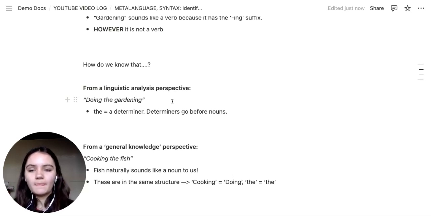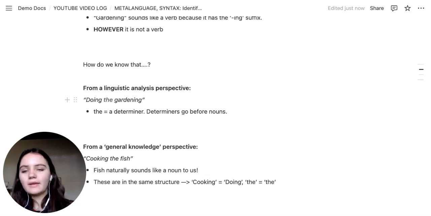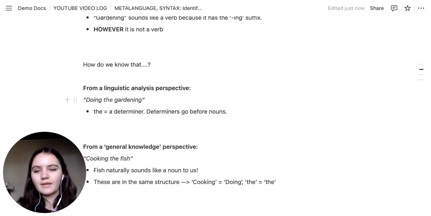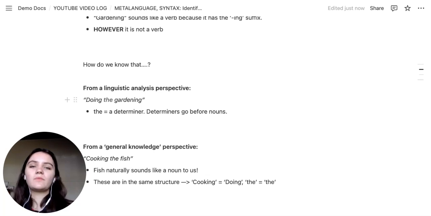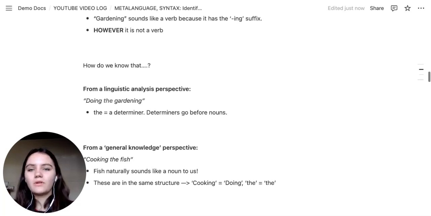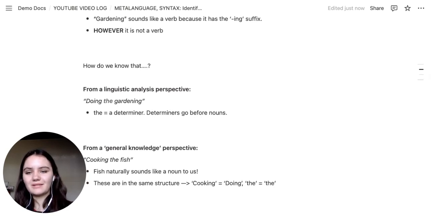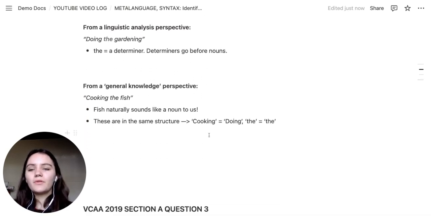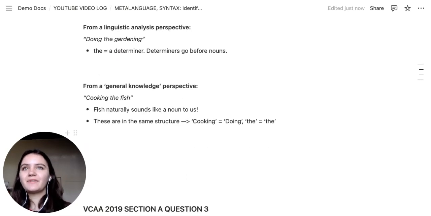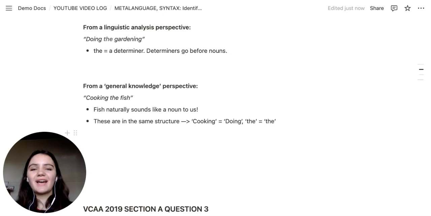Now, the is a determiner, and we know that when we get something following a determiner, it's going to be a noun. You're doing the gardening. This tells us from a bit of a linguistic perspective that gardening is a noun. It is not a verb in this sentence. Now, from a bit more of a general knowledge angle, for anyone who finds anything linguistic scary, let's just try and logic our way through this problem.